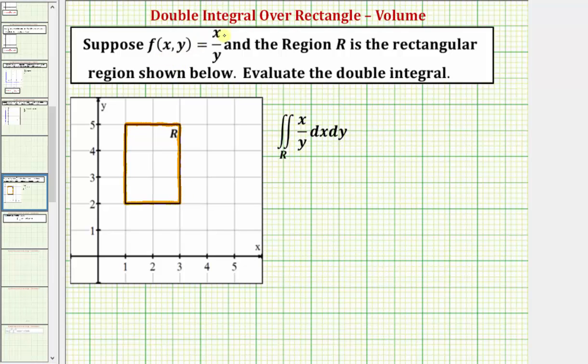Next, notice how f of x comma y, which is equal to x divided by y, would be non-negative over this region, which means this double integral is equal to the volume of the solid bounded by the function in the xy plane over this region. Let's look at this graphically.